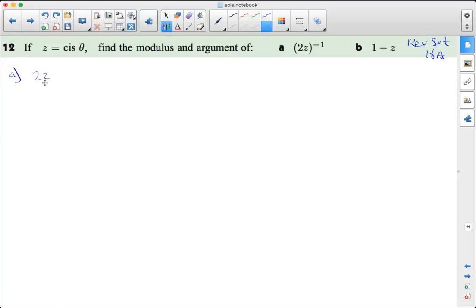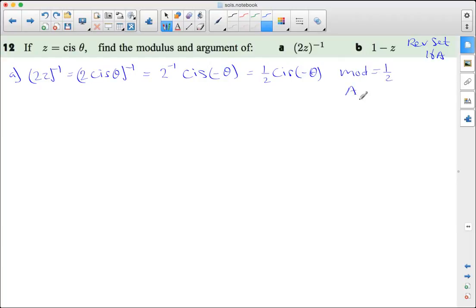So 2z to the power negative 1 is 2 cis theta to the power of negative 1, which is 2 to the power negative 1, and then the cis of theta over negative 1, so that's negative theta. 2 to the power negative 1 is a half. Therefore, the modulus is 1/2, and the argument is negative theta.